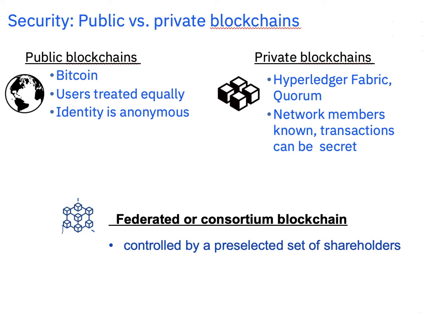The third one is federated or consortium blockchain. This is a blockchain network where the consensus process, or you can say mining process, is closely controlled by a pre-selected set of nodes or a pre-selected number of shareholders. That is called a consortium blockchain.